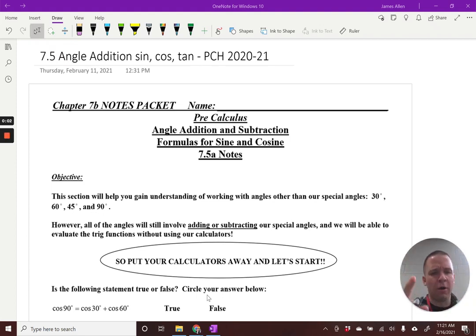Here we go. Second half of chapter 7, angle addition and subtraction for sine, cosine, and tangent. It's going to be awesome. In this part, we're going to be dealing with angles that are not our 30, 45, 60 degree reference angles, or our quadrantals. However, we are going to be using those to solve and to simplify. So inside the sine, cosine, or tangent function is not going to be a nice angle, but we're going to use our nice angles with it.